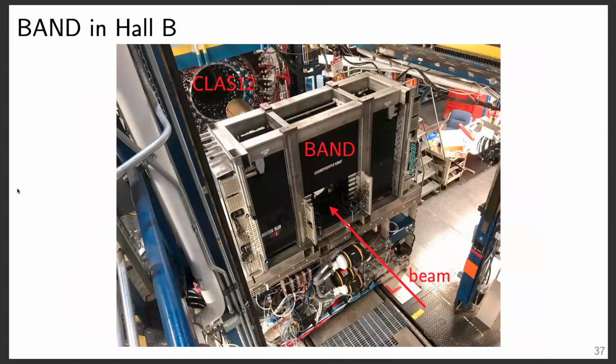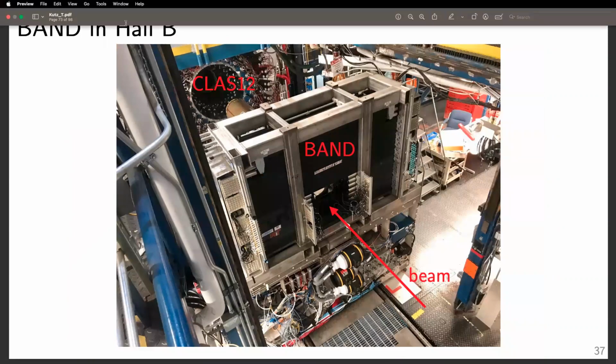This is BAND positioned in Hall B. So here the beam would be coming from the lower right, pass through this hole, and interact with the target, which is somewhere right here. And then this is the beginning of the CLAS12 detector, where we detect the scattered electron.